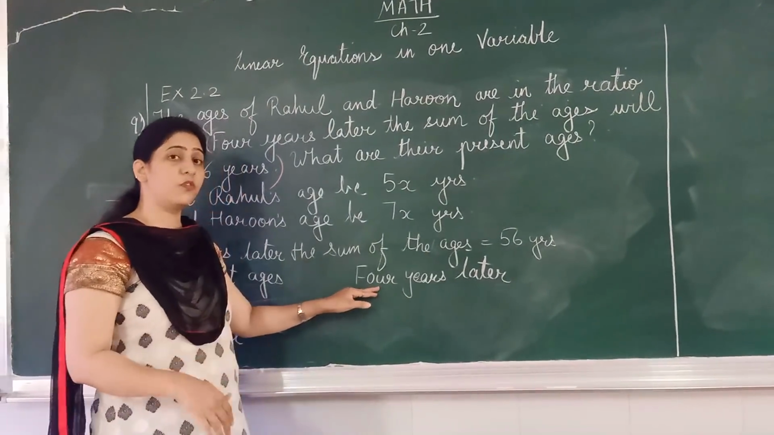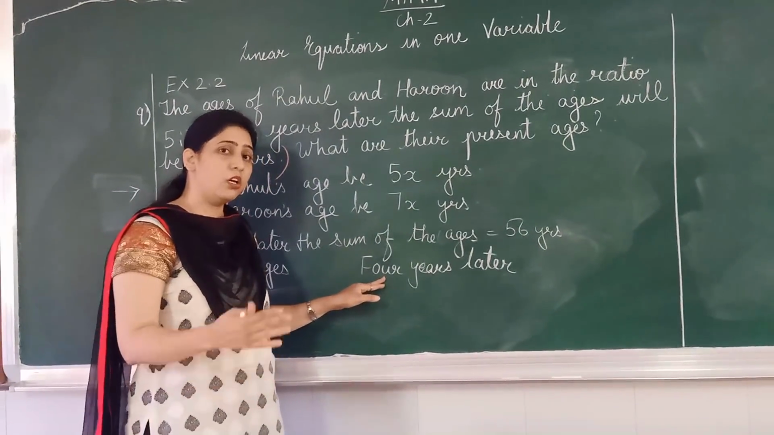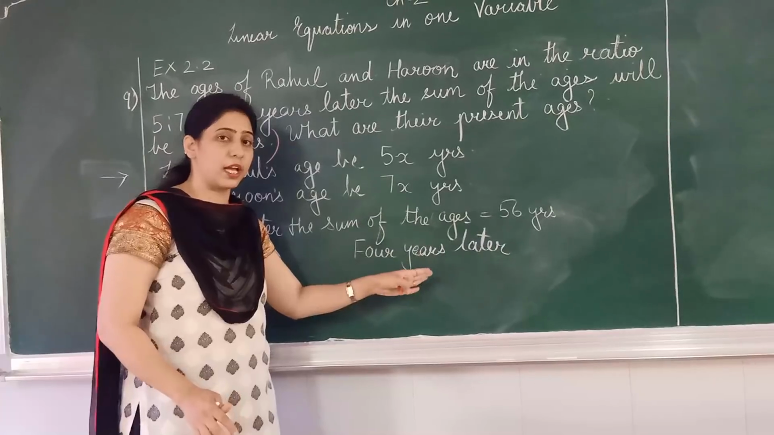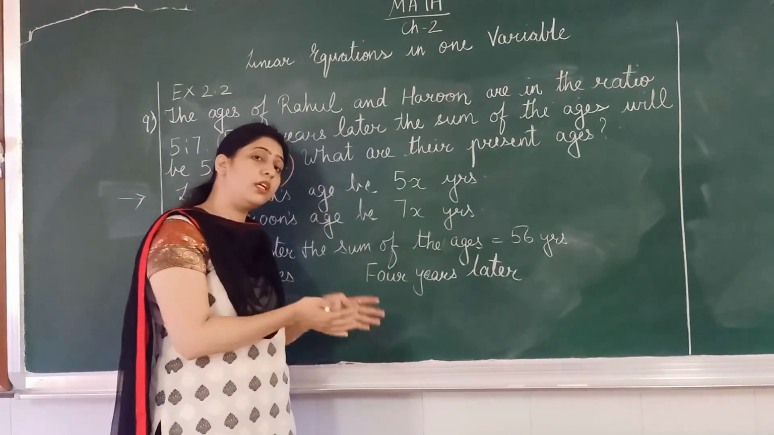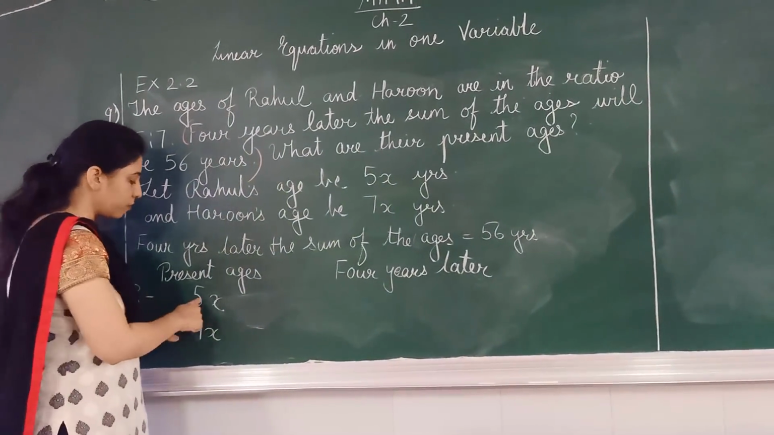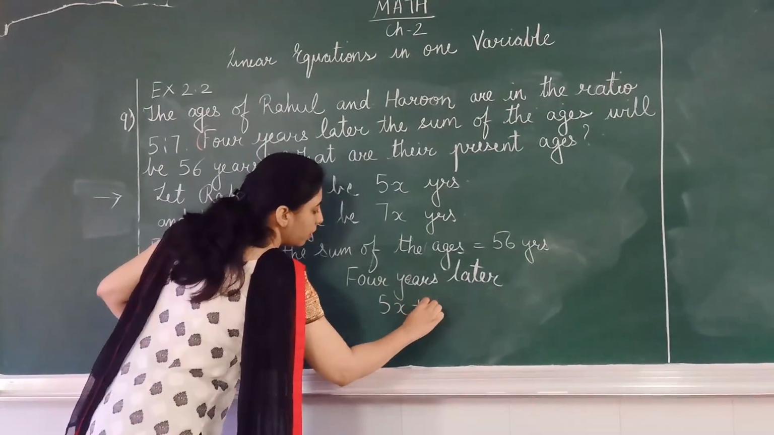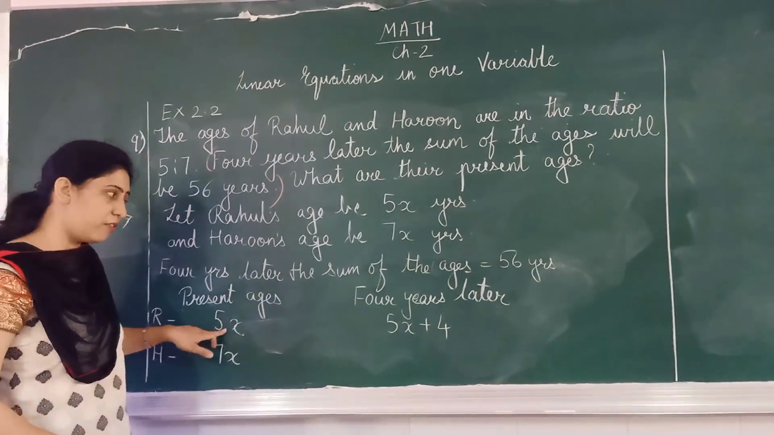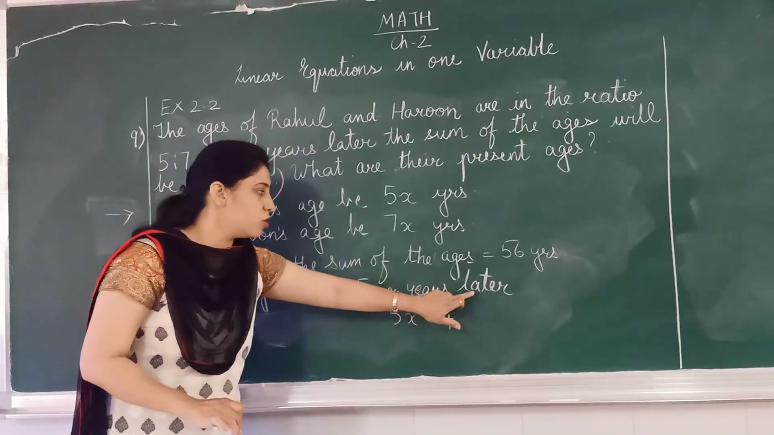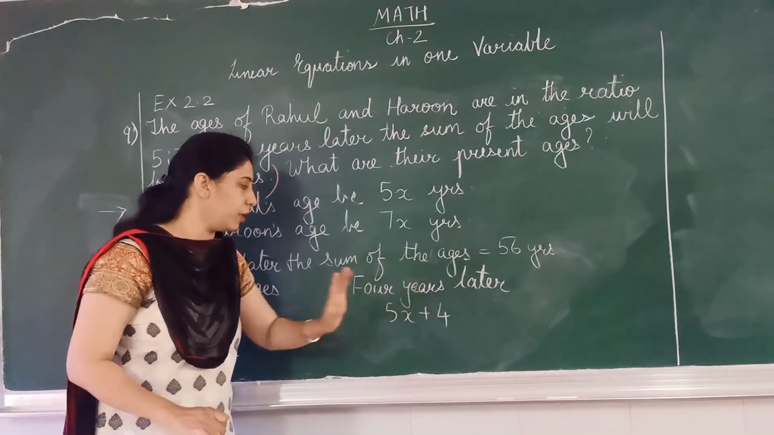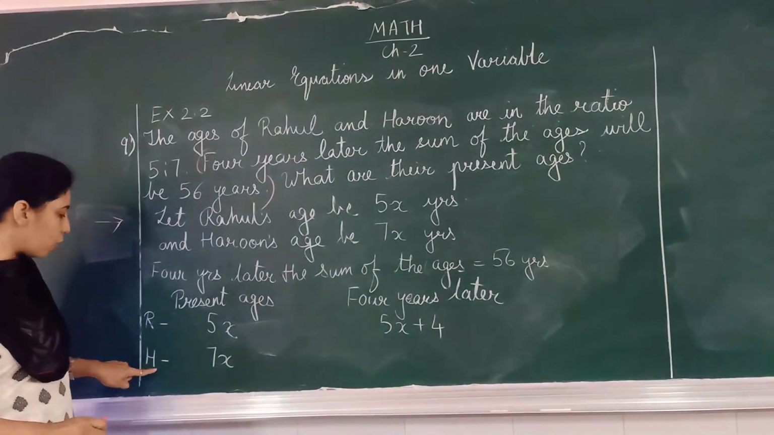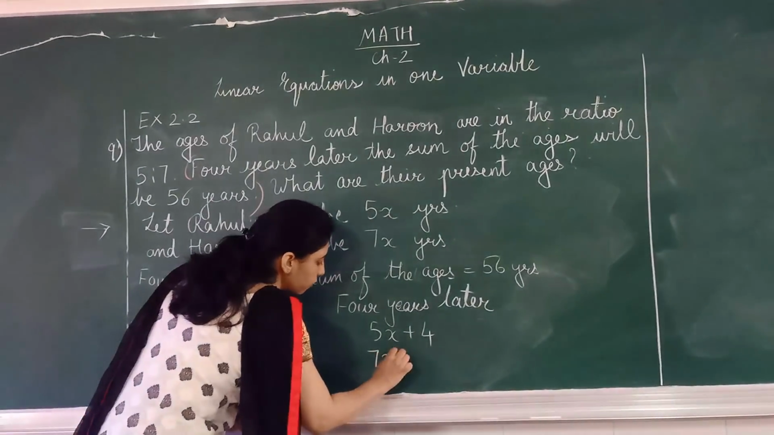So what will be the age 4 years later? We are talking about later, so it is after. Whenever we are talking about after, we should always add a plus sign, and when we are talking about before, it will be a minus sign. So it is later, means after 4 years. What will be Rahul's age? 5x plus 4. Are you getting it? The same age I have written, that is 5x. Plus means later, and if it is before, it will be minus. So it is later, so plus, and this 4 will come here. Okay. So 4 years later, Rahul's age will be 5x plus 4 and Harun's age will be 7x plus 4.